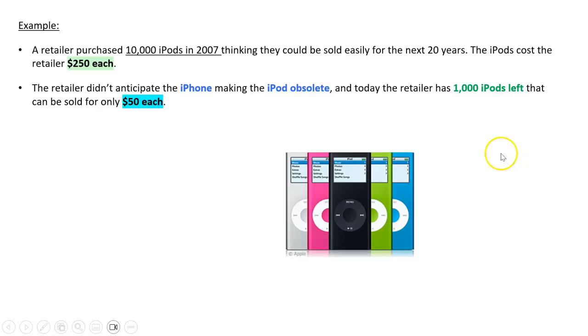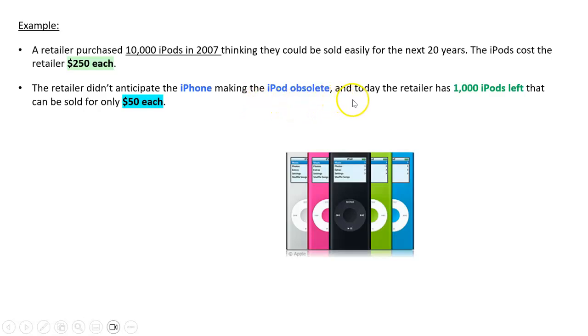So let's just take a really basic example and say, well, in 2007, a retailer purchased 10,000 iPods thinking they could be easily sold for the next 20 years. The iPods cost the retailer $250 each. Now, at the time in 2007, the iPod was the most popular electronic device that Apple sold because there was no smartphone. And the problem with this is, the retailer didn't anticipate that later in 2007, the iPhone comes out and that makes the iPod obsolete.